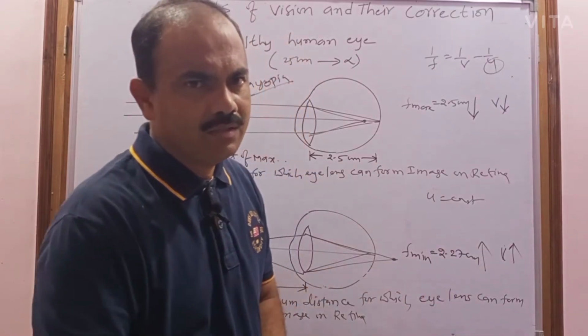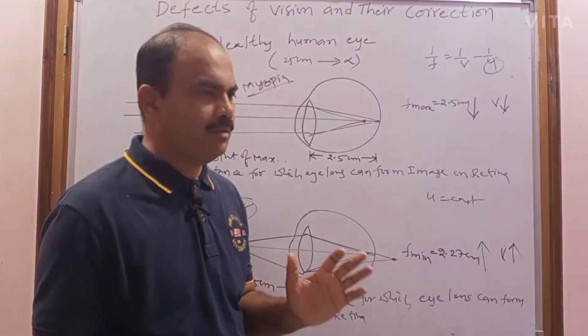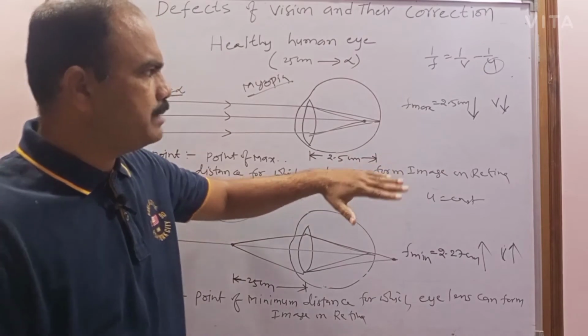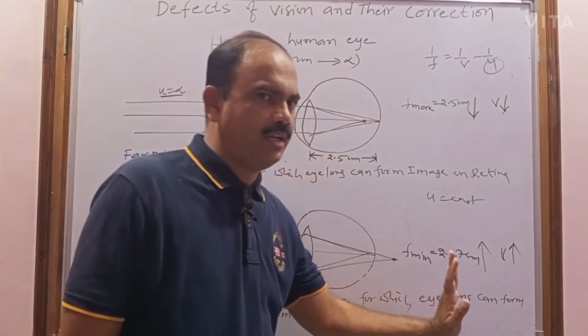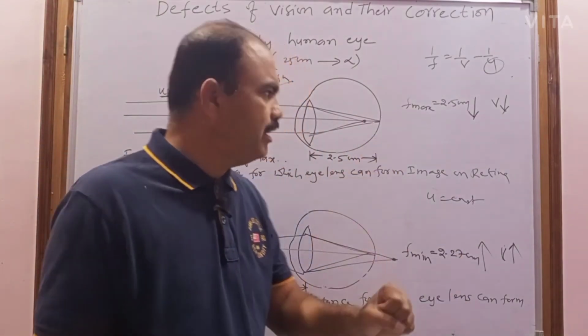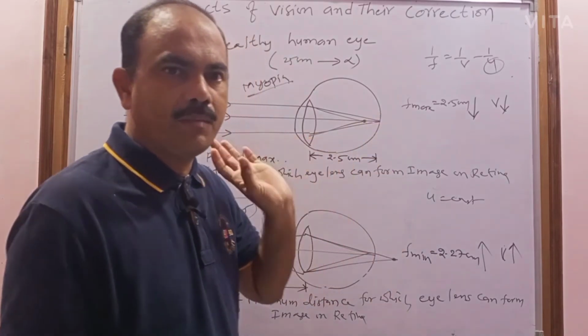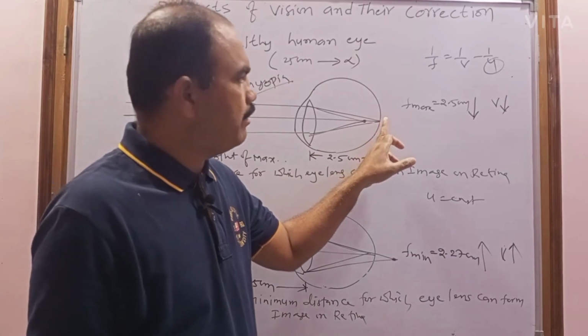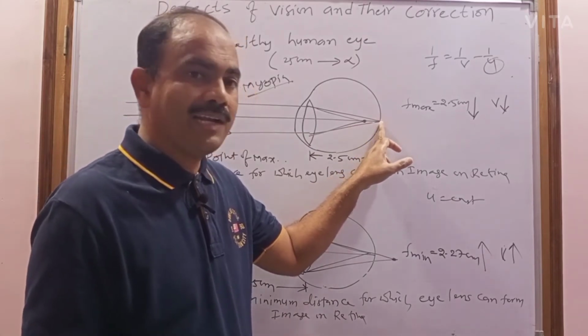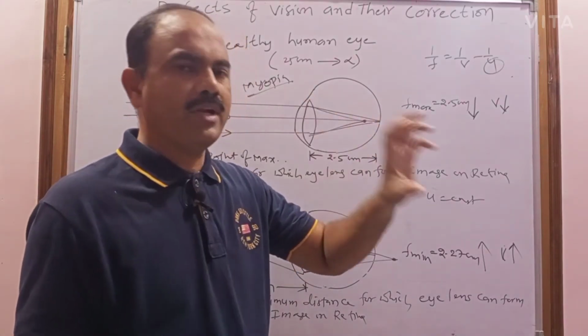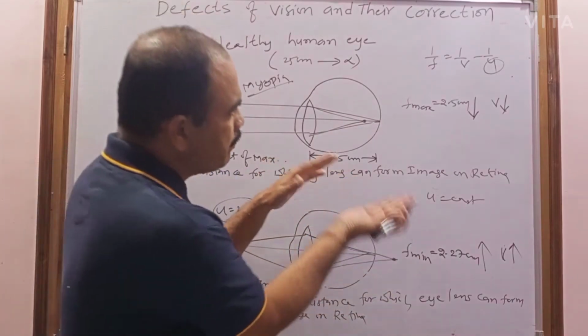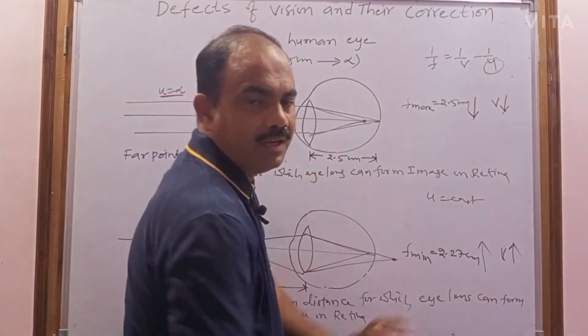So due to that, our vision becomes blurred. The image can be formed sometimes before the retina and sometimes after the retina. We see an object clearly when the image is formed exactly on the retina. If the image is formed exactly on the retina, our vision is perfectly correct. So if it is formed before the retina or after the retina, what happens?